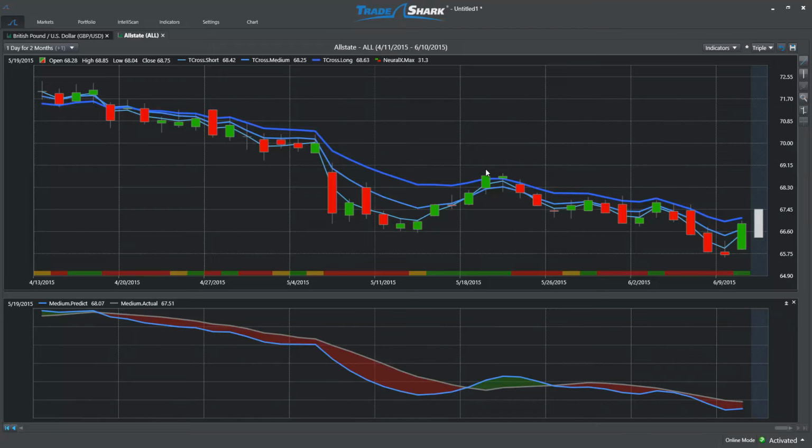Additionally, we can once again see how the Neural Index and triple cross work together, allowing traders to exploit the longer term and shorter term trends in the market.